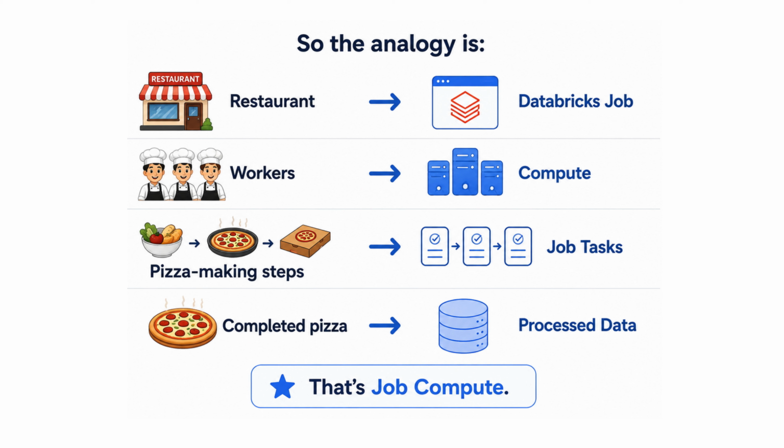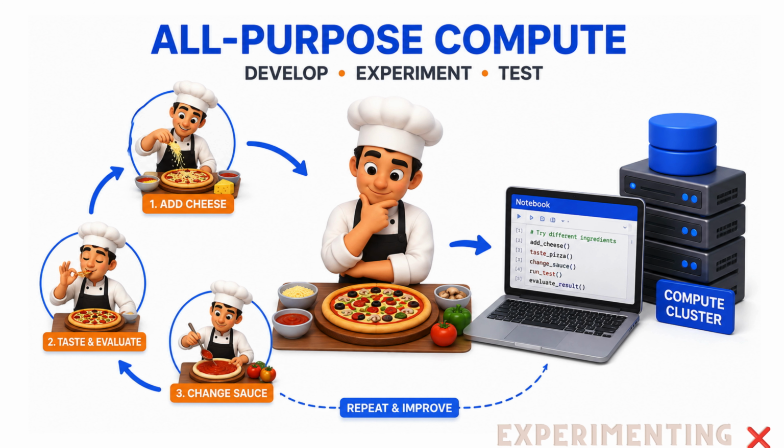Now here's where you need to be careful, especially for the DP-750 exam. What's the difference between job compute and all-purpose compute? Let's use our restaurant again. Imagine your chef is developing a new pizza recipe. He adds cheese, tastes it, changes the sauce, runs another test, changes the ingredients again. This is an interactive process that's similar to all-purpose compute. You are developing, experimenting, running notebooks, checking results, and making changes.